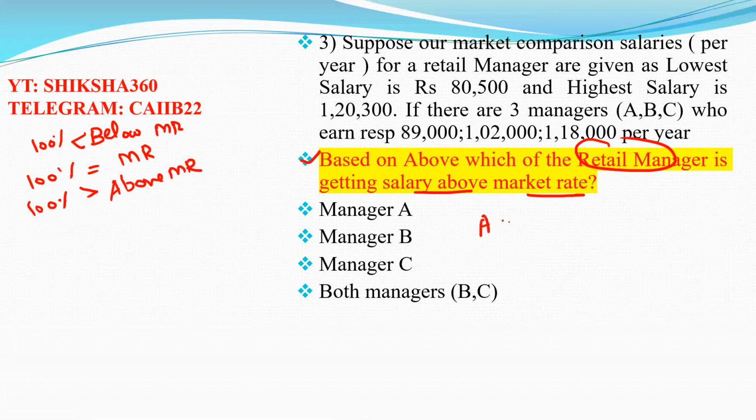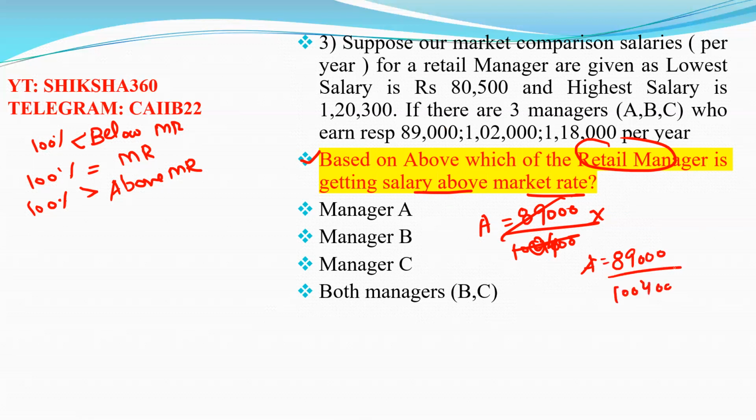So basically for a manager, 89,000 upon 1 lakh 400. I will write here 89,000 upon 1 lakh 400 into 100. So how much will A get here? Basically we have to cancel these 2 zeros with these 2 zeros. So 890 upon 1004 into 100. So basically manager A will be less than 100%, 88.64.